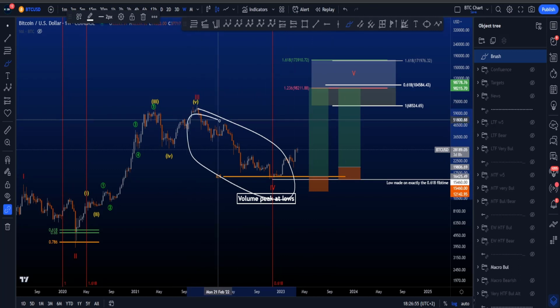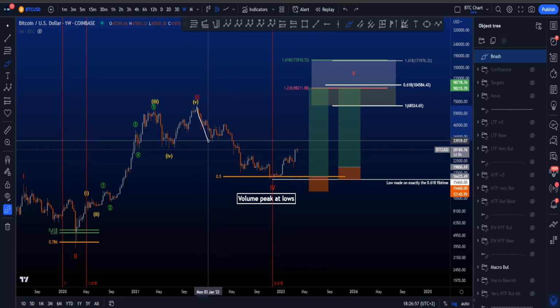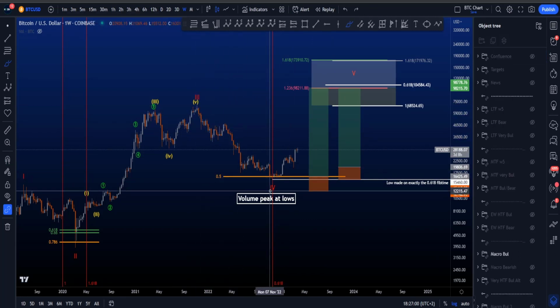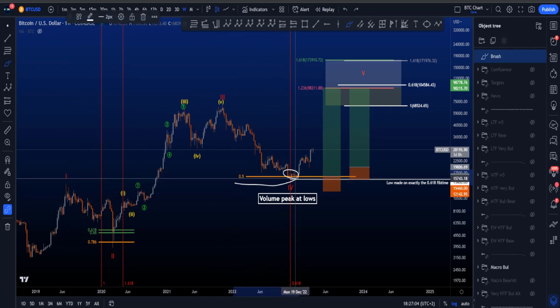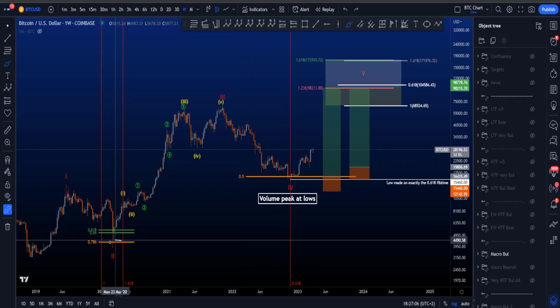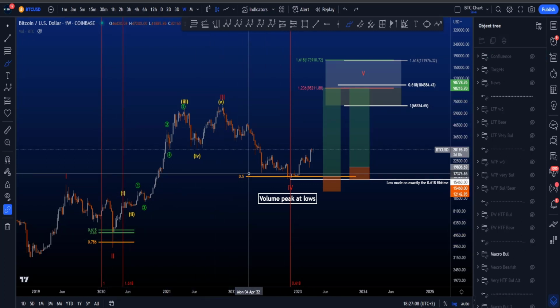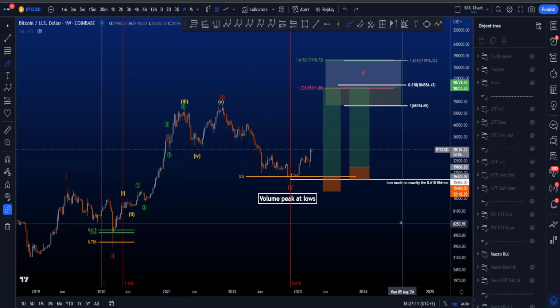And in this scenario, this wave 4 is a complex structure, which is a WXYXZ structure. Also, additionally, wave 4 closed multiple weekly candles right on top of the 0.5 fib, taken from the low of 2 to the high of 3, which is the maximum target for wave 4.